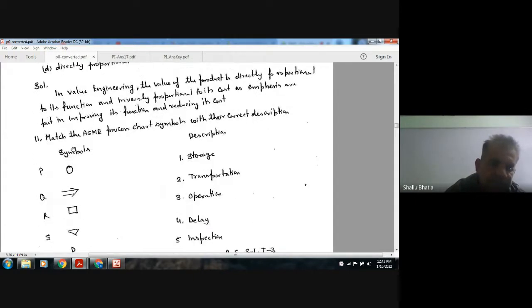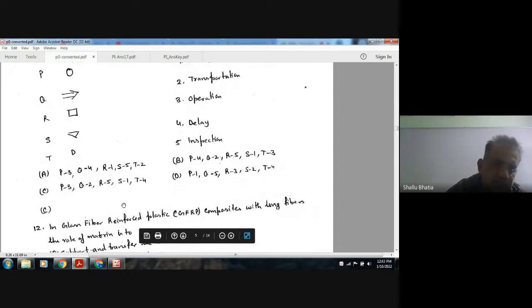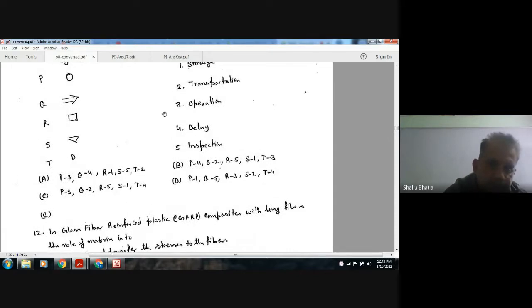Okay. Next, match the ASME process chart symbols with their correct description. Symbol O is for operation, and this is for transportation. Okay, and this is for inspection, and this is for storage. D is for delay. So the answer is: P, three; Q, two; R, five; S, one; and T, four. Okay.